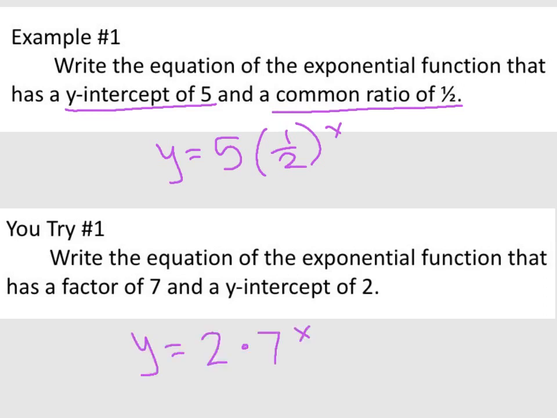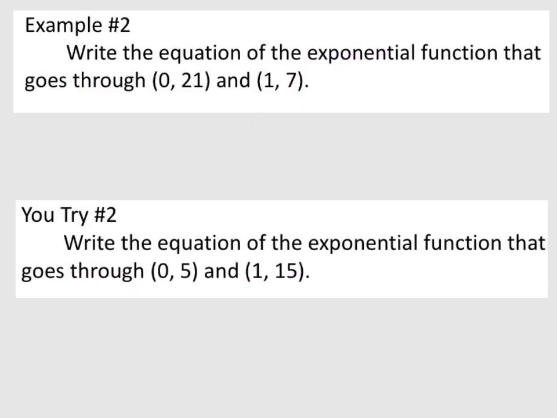I hope I didn't trick you. This question's written a little backwards. It says a factor of 7. This word factor means the same as common ratio, which should always go second in our equation. Y-intercept always comes first. So hopefully I didn't trick you there and you got y equals 2 times 7 to the power x. Let's look at a slightly more difficult example.